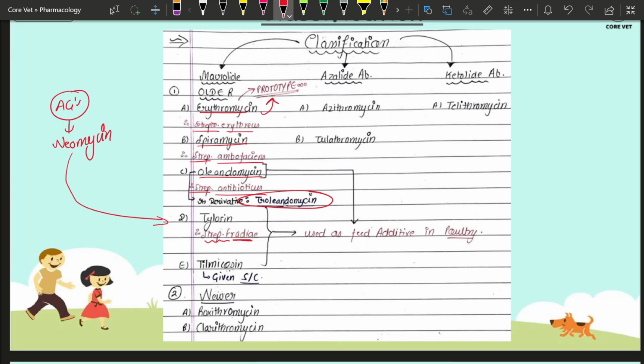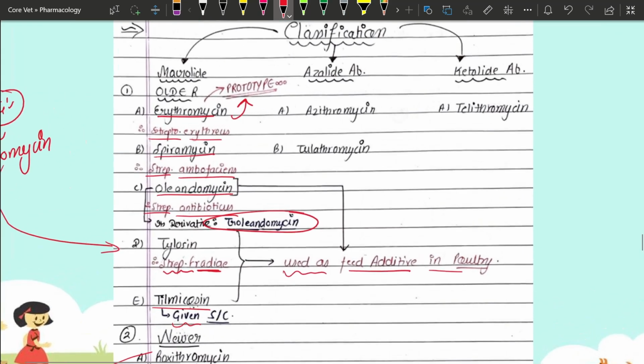The last drug among the older macrolides is tilmicosin. This drug is given through the subcutaneous route. Oleandomycin, tilmicosin and tylosin are all used as feed additives in poultry. The newer macrolides are roxithromycin and clarithromycin. Among the azolide antibiotics, the very first drug is azithromycin, quite famously used in humans also, and next is telithromycin. Talking about the ketolide antibiotics, the drug in this group is telithromycin.